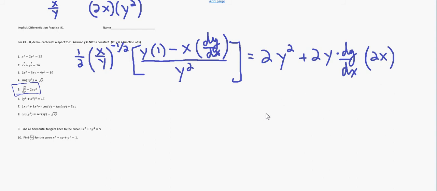Now we need to simplify this thing. The calculus is done. We just need to simplify this guy. So, do not be afraid. You're just going to use all the rules you know. The negative exponent flips a fraction. That's the first thing I'm going to do.